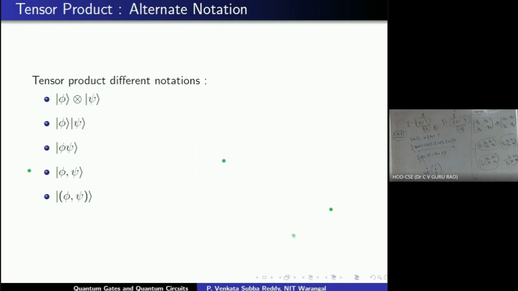Now all of you calculate the tensor product of ket 0 with ket 0, ket 0 with ket 1, ket 1 with ket 0, ket 1 with ket 1. All for 1 minute. Is it clear? What question clear? Ket 0 tensor product ket 0. Similarly, the other 3 possibilities.